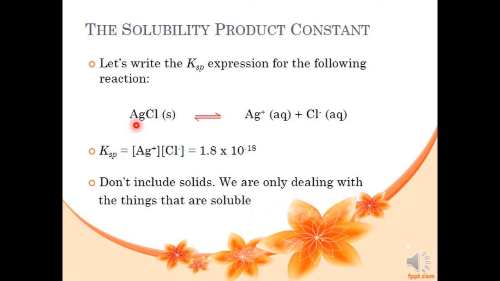Let us look at one example here, which is silver chloride salt. It will dissociate into silver ion and chloride ion. The Ksp value, or the solubility product constant value, for this salt is 1.8 times 10 to the power of negative 18. So where do we get this value? This value is from experiment. If you refer to any textbook, these values are written at the back of the textbook.